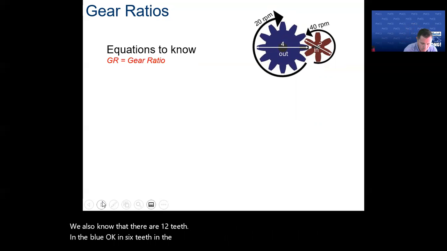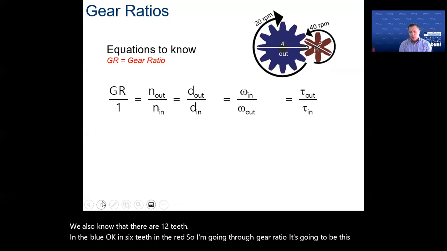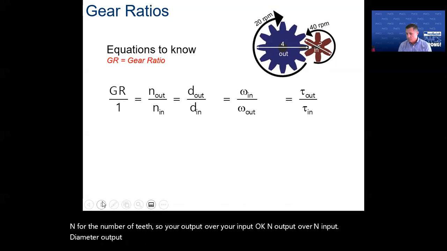So in going through gear ratio, it's going to be this formula. There's a lot of formulas. Okay. Gear ratio, which is a ratio, so it's gear ratio over 1, is going to be N for the number of teeth, so your output over your input. Okay. N output over N input. Diameter output over diameter input.